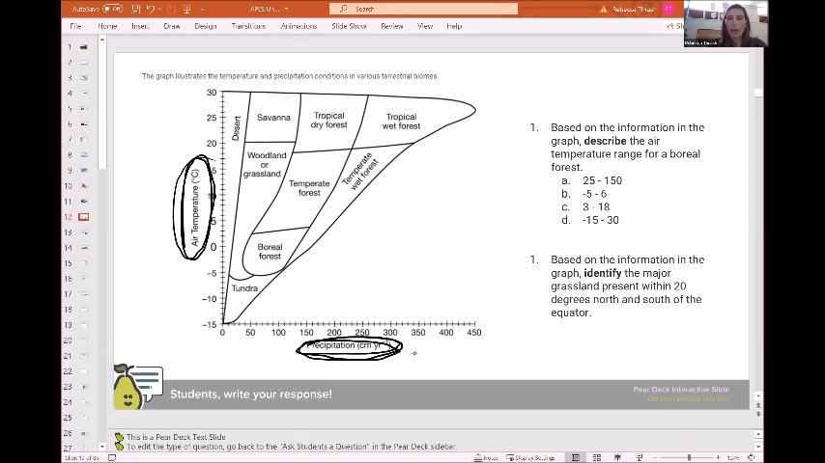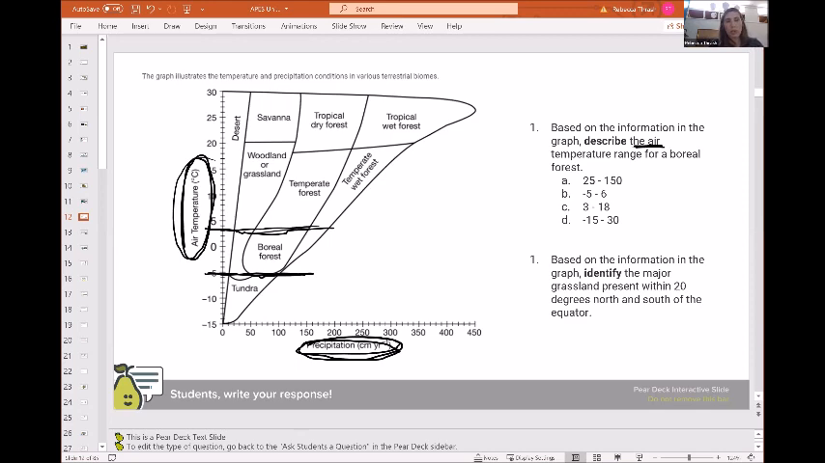So when we're looking at the air temperature range here, this is the boreal forest. If we draw a line about here, that's the top range. And then here's the bottom range. So that's about from -5 to about 6 degrees Celsius. So if you said B, you are correct.